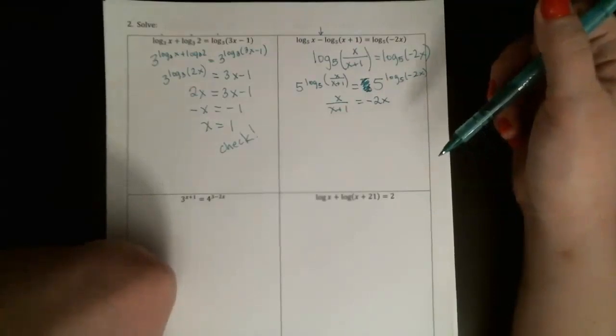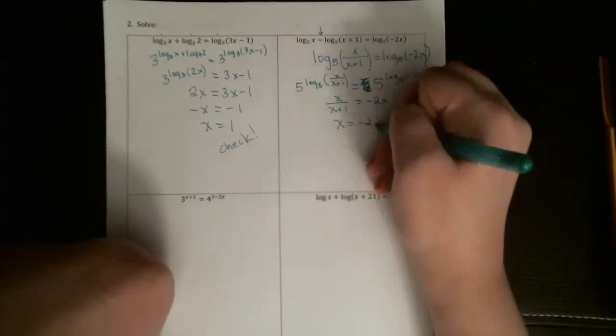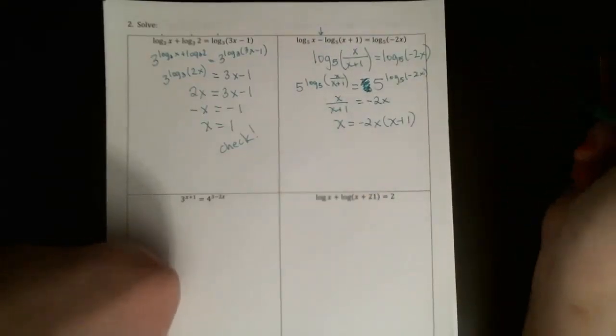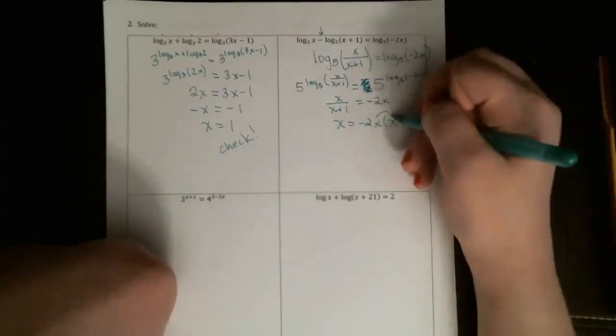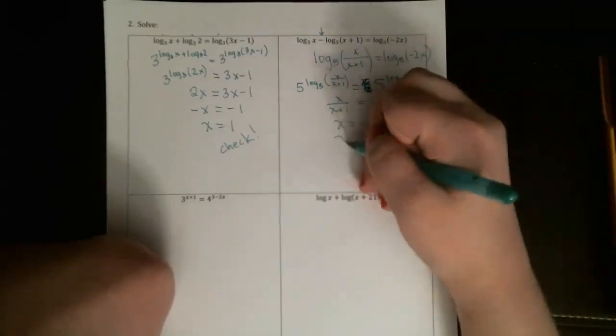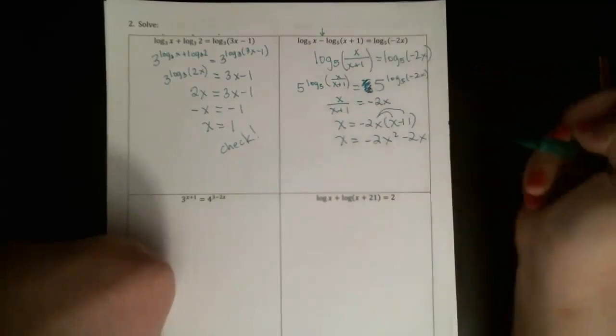If we want to solve this thing, we're going to multiply both sides by an x plus 1. Get the variables out of the denominator. I'm going to go ahead and distribute. I wouldn't want to divide here because there's an x involved. I could lose a solution. So I'm going to say x equals negative 2x squared minus 2x.